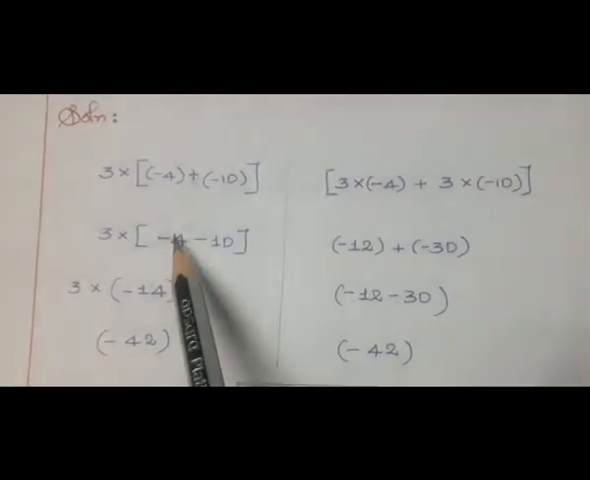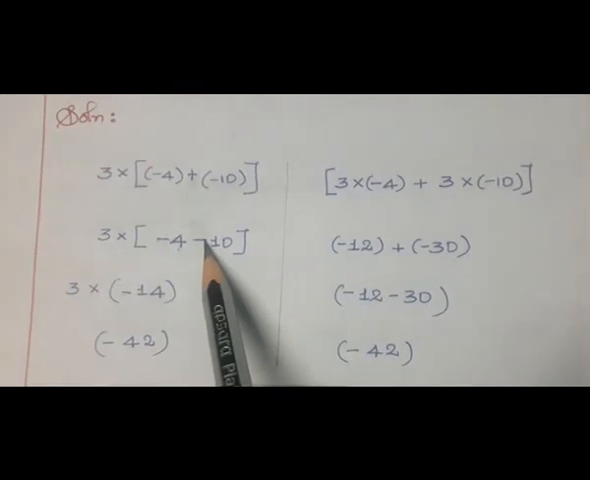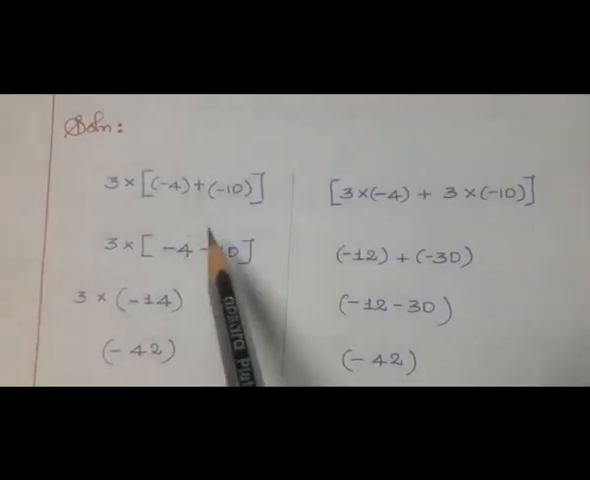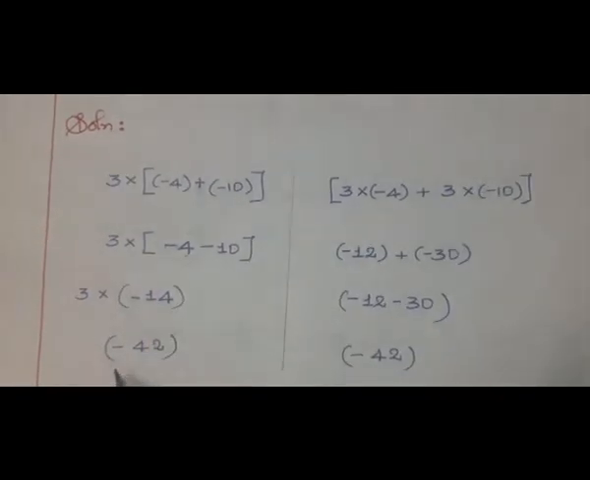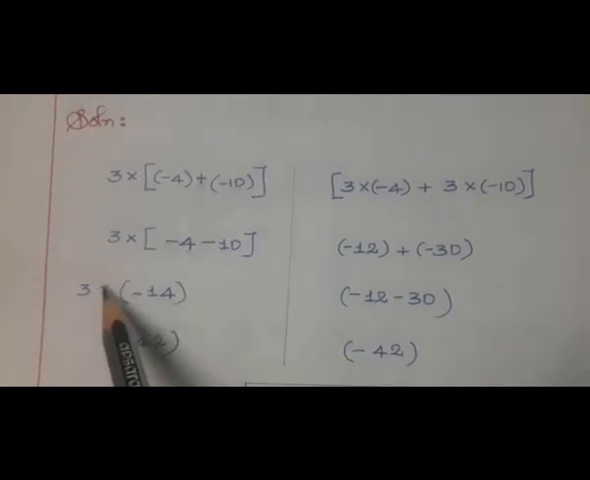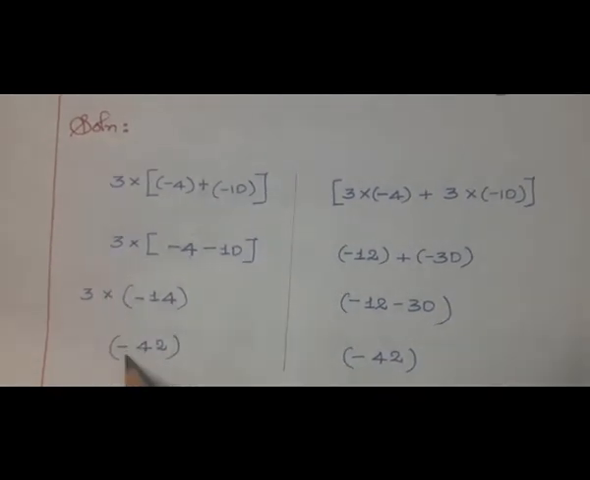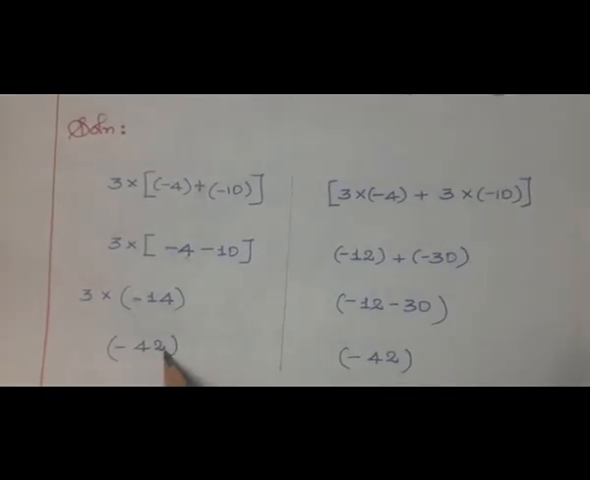Okay, 3 as it is, inside the bracket first. So, minus 4 minus 10, we have to add, 14, and the biggest number's sign is minus. So, now it is multiplication of integers, different signs, you have to put minus. 14 into 3 gives you 42.